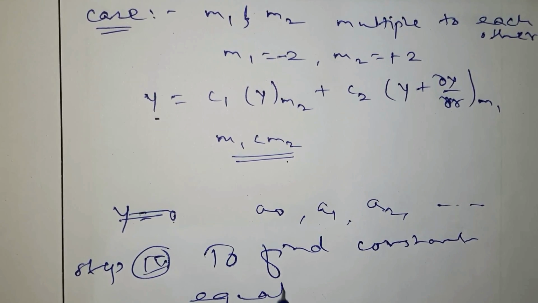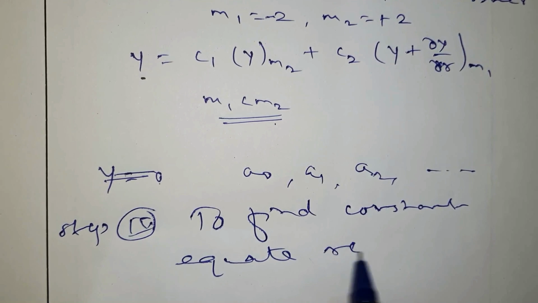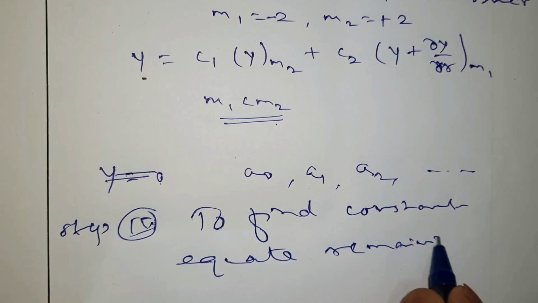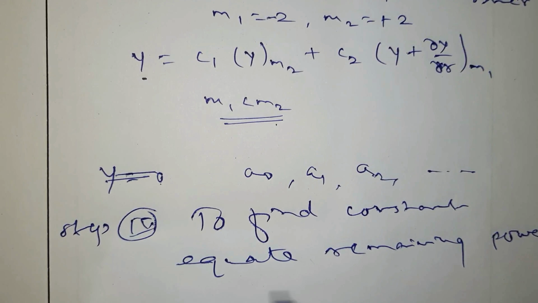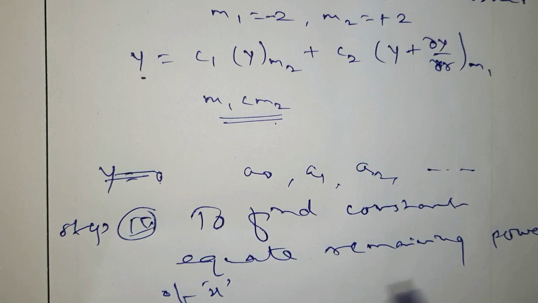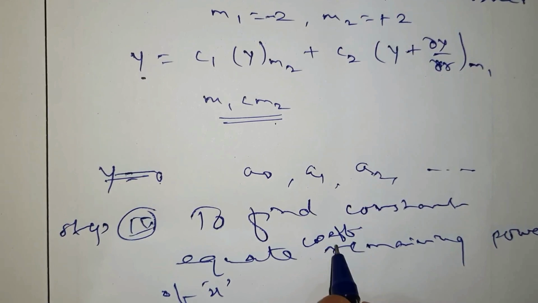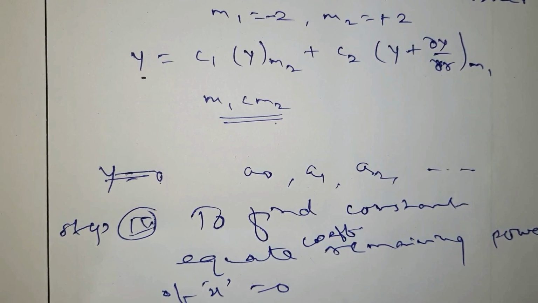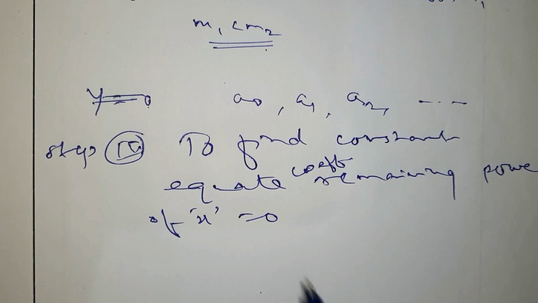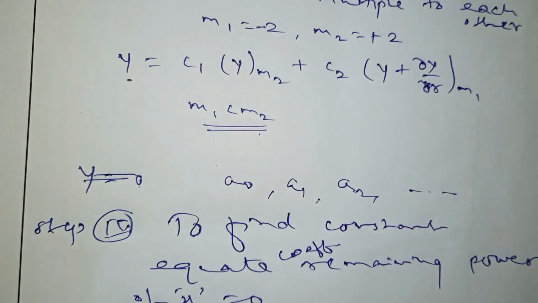equate the coefficients of remaining powers of x equal to 0. Means we have taken the lowest degree, then increase degree by 1, then by 2, by 3, like that. Find the other values, then you will get y, and from that indicial equation you will get two roots. Put that root, according to the root, finalize the solution. So this is the basic idea.